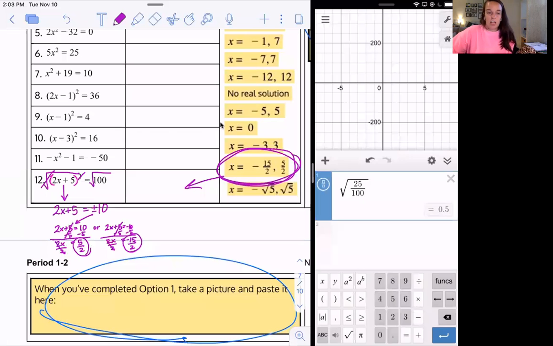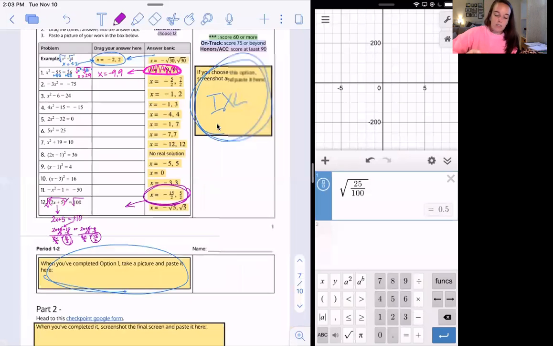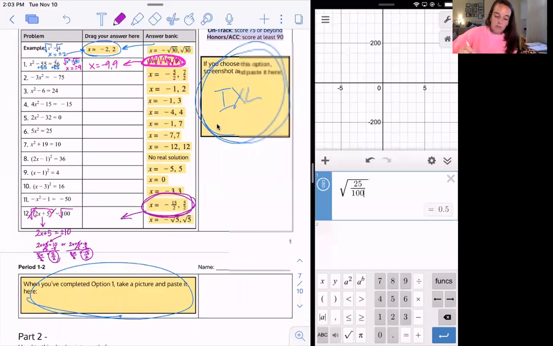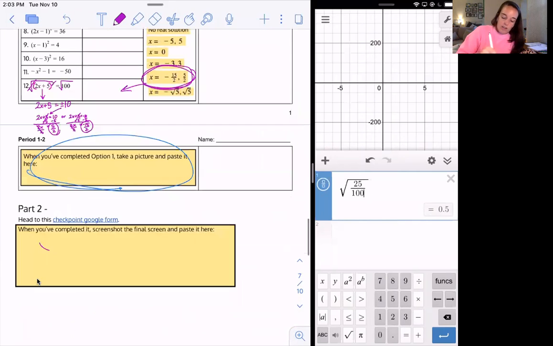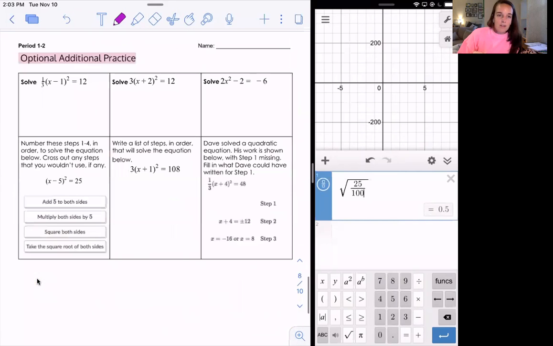Sounds like you guys have a lot of confidence. So I want to just remind you, if you're star, you're choosing 6. If you're doing on track, you're choosing 9. Honors and ACC, you're choosing 12. Or you can do the Excel if you wish. And then you just have your checkpoint form. If today was too easy, there's some hard ones down at the bottom.